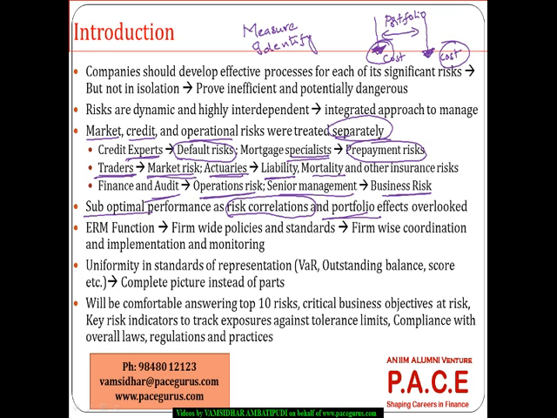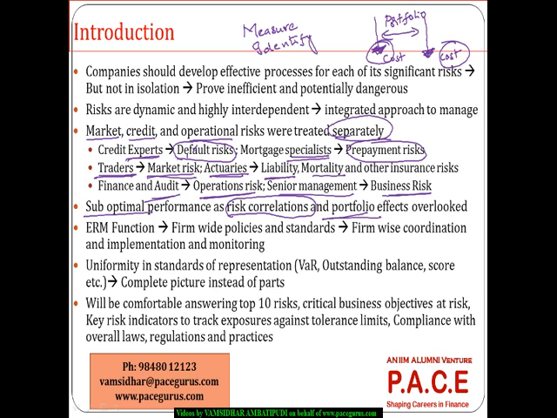And in some cases, 1 plus 1 is not equal to 2. 1 plus 1 could become more than 2, which means that excess is ignored. In some cases, 1 plus 1 could become less than 2, which means I am not able to take advantage of the portfolio diversification benefit. And that is what ERM is targeted towards.